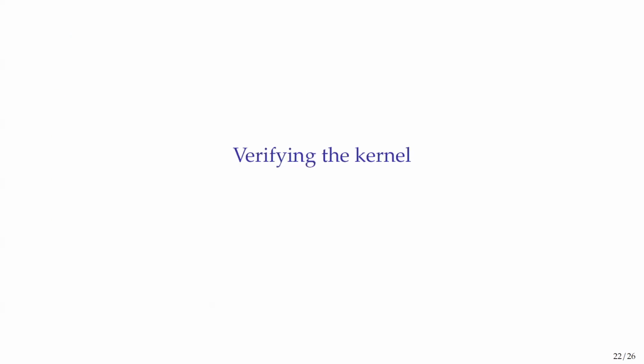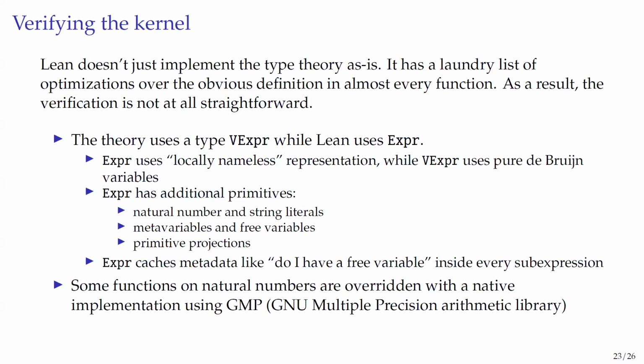All right, so let me tell you a little bit about verifying the kernel now. Lean does not just implement the type theory as I wrote it there. It has a laundry list of optimizations over the obvious definition in almost every single function. So as a result, verification is quite complicated. One of the ways that I try to simplify from the original Expr type is to introduce this VExpr that looks very similar to what I showed at the beginning, but Expr has a bunch of extra stuff in it. Expr, for one thing, uses locally nameless representation. VExpr is doing pure de Bruijn.